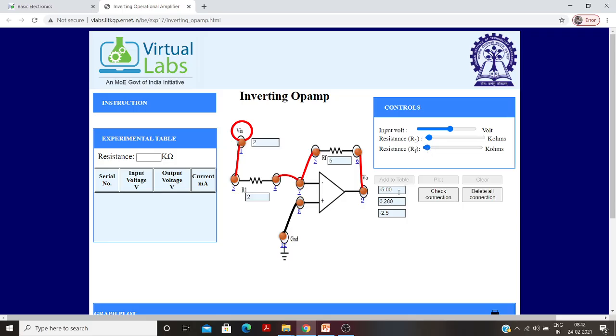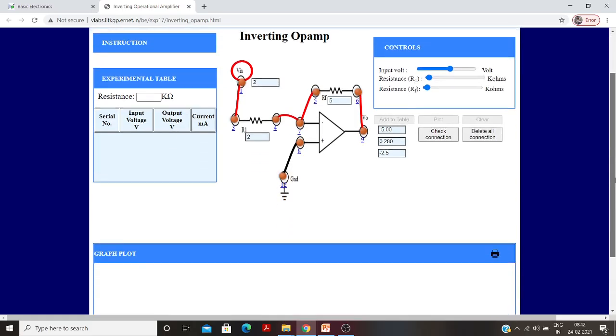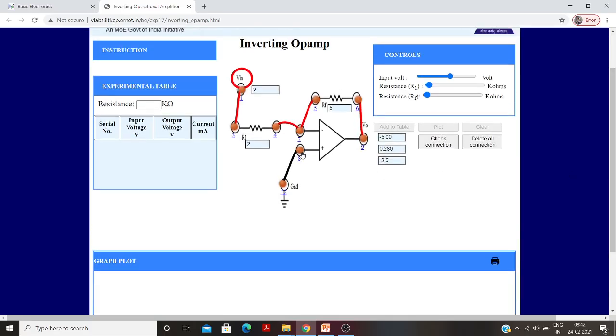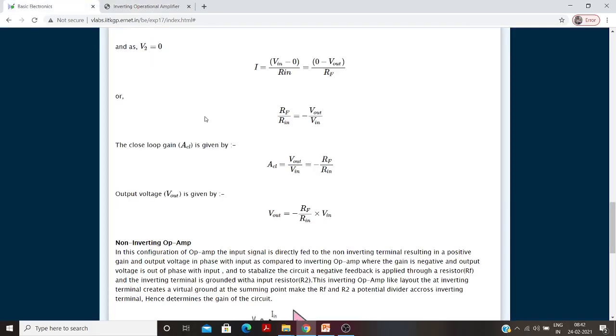Here if my voltage is like this one, this is the waveform of this one. So this is the circuit diagram. I will show you in the next lecture how it will work. Some internet issues there. Okay, so this is nothing but my inverting amplifier.